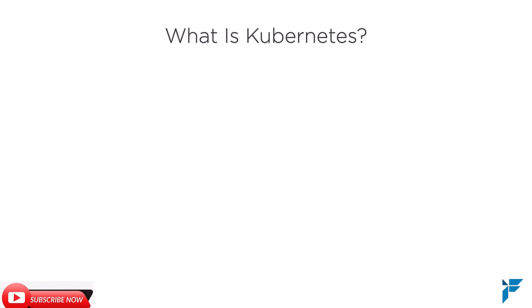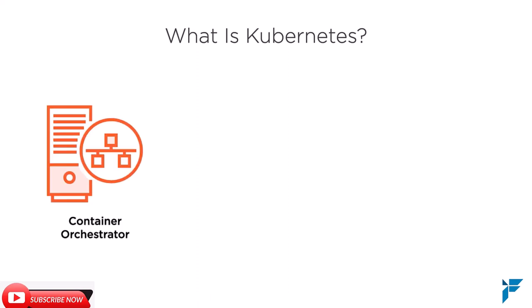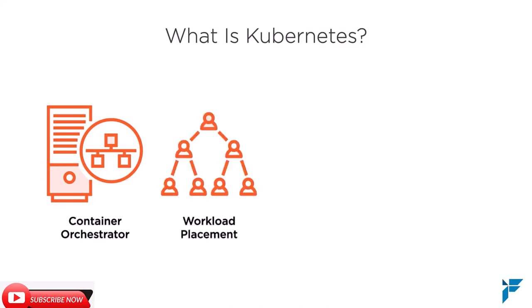Let's start our discussion with answering the question, what is Kubernetes? At its core, Kubernetes is a container orchestrator. What this means is it's Kubernetes' job to start and stop container-based applications based on the requirements of the systems administrator or developer. Now, one of the key facets of Kubernetes is workload placement.